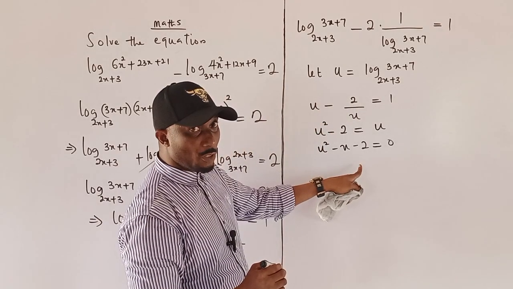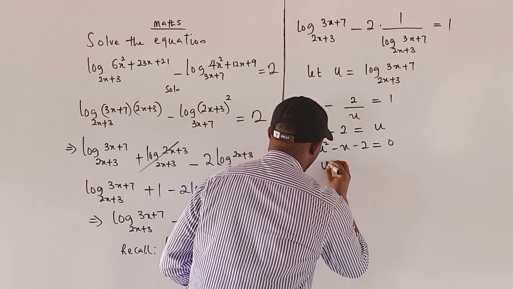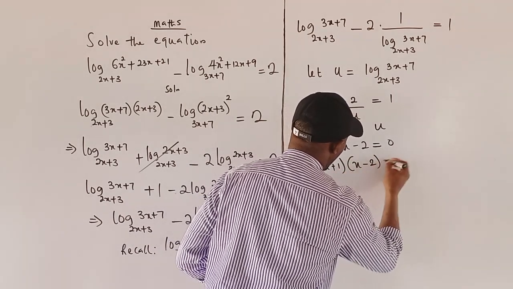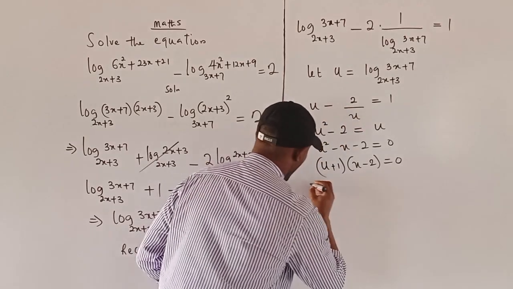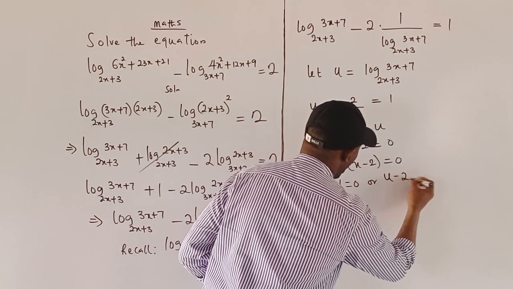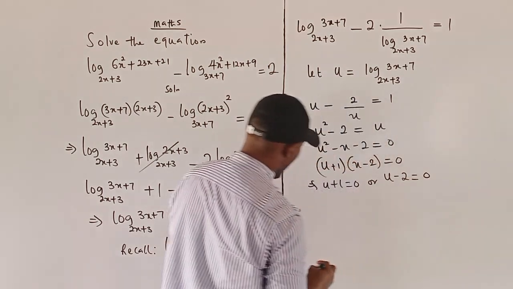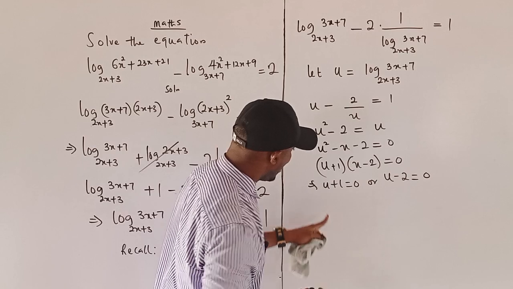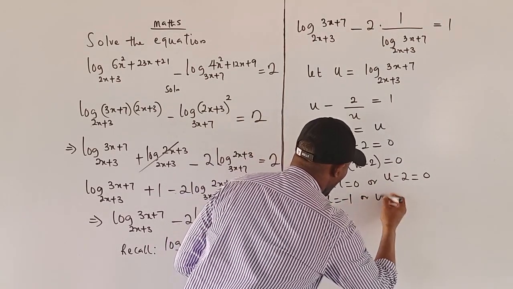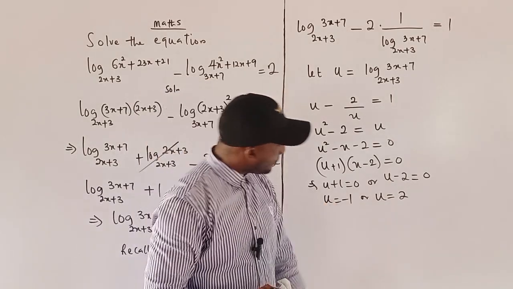So this is easy to factorize. You wouldn't even break a sweat if you factorize this directly. This is u plus 1, u minus 2 equal to 0. So u plus 1 equal to 0 or u minus 2 equal to 0. From the zero product property, we have this. So 1 goes this way and becomes negative, negative 2 goes this way and becomes positive. So guys, these are the two values of u.